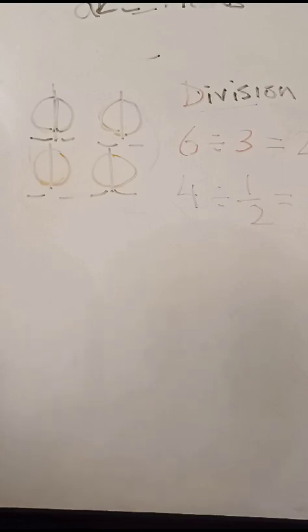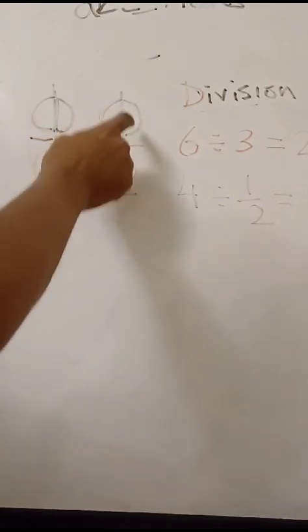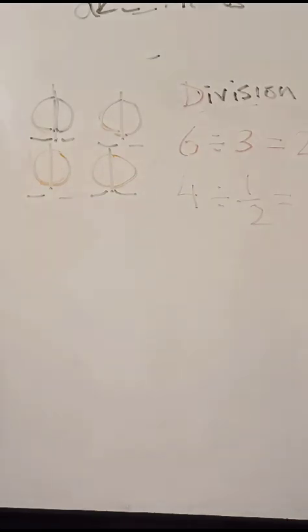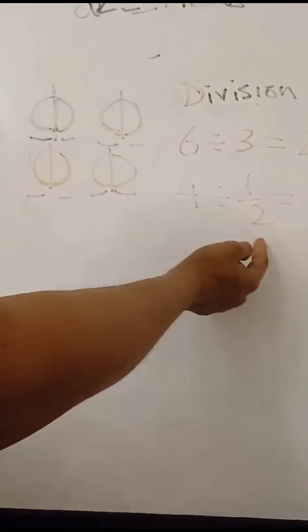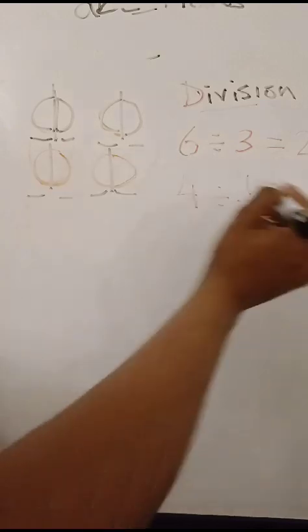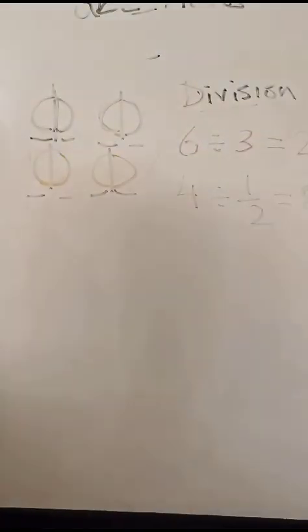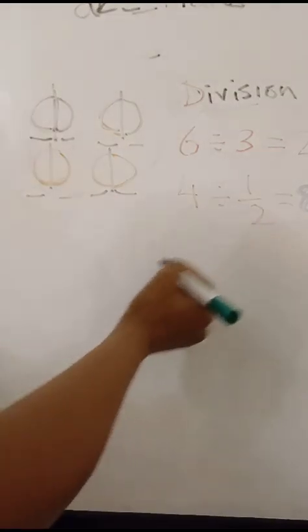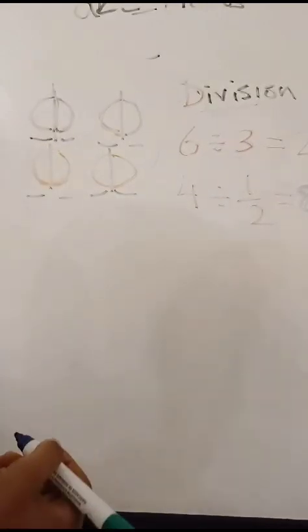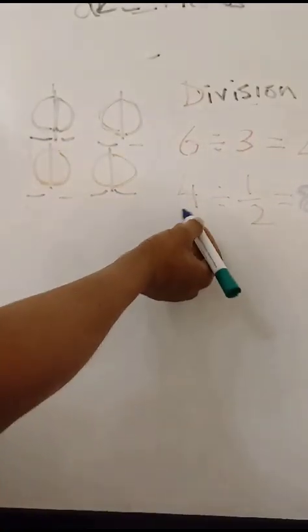How many groups in total do we have? 1, 2, 3, 4, 5, 6, 7, 8. So we have 8 groups. So if we have 4 pizzas, and we want to divide them into halves, we'll get how many groups? We'll get 8 groups. We want to conclude something here. 4 divided by a half is 8, and 1 divided by a half is 2. That means as if we are multiplying by 2.